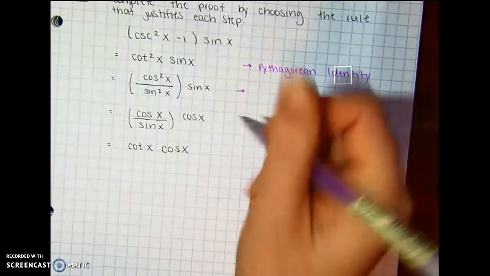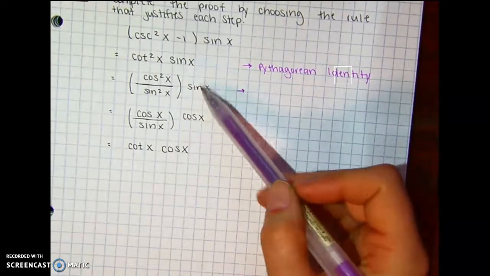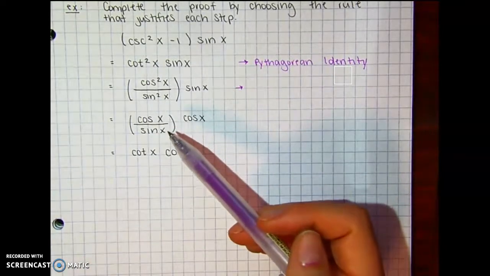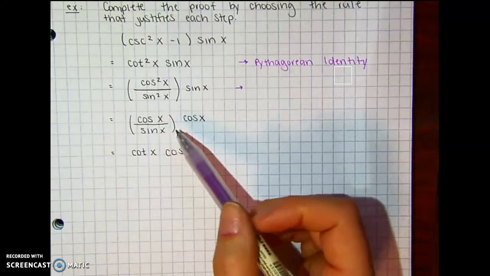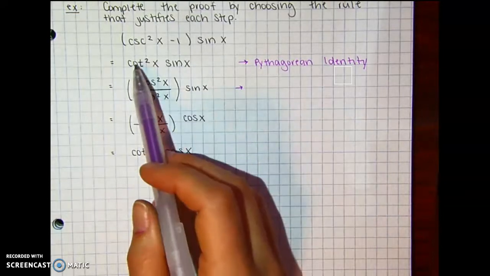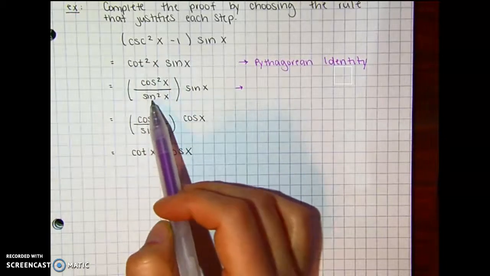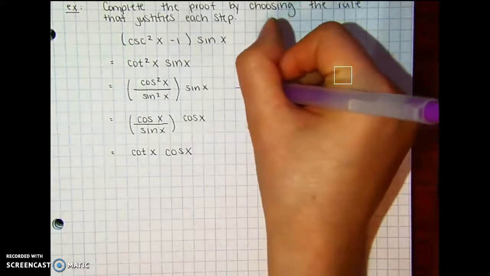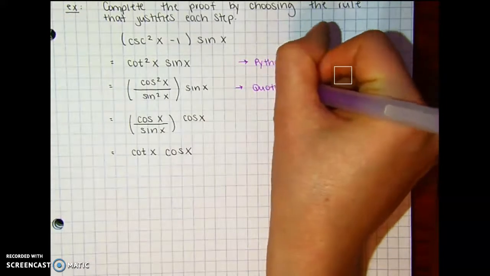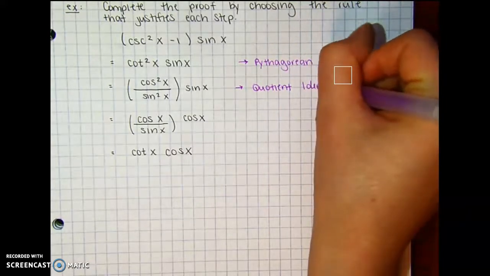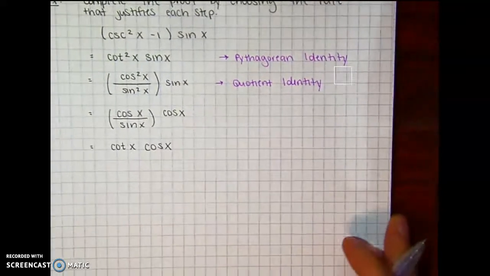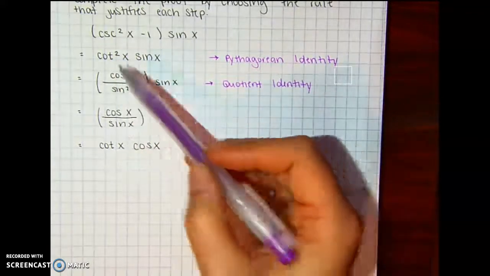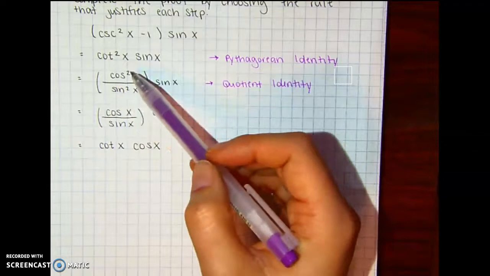Okay. All right, so how did we go from here to here? The sine x looks like it stayed, so how did we go from cotangent squared to cosine over sine of x? If we're going from here to a quotient of two things, you can double check, but it is in fact a quotient identity. You can even write yourself a little side note if you wanted to. It's because cotangent is cosine over sine. So because it's cotangent squared, it'll just be cosine squared over sine squared.